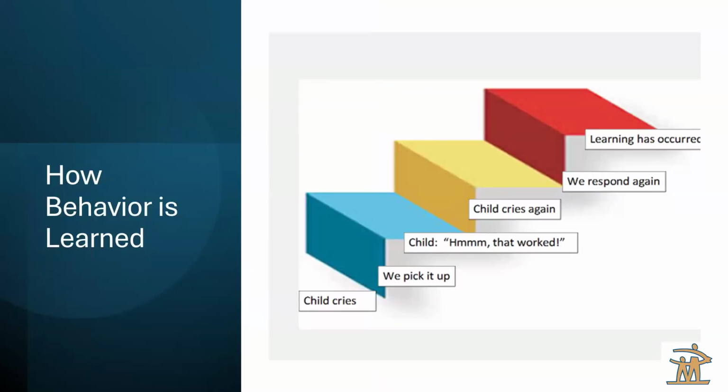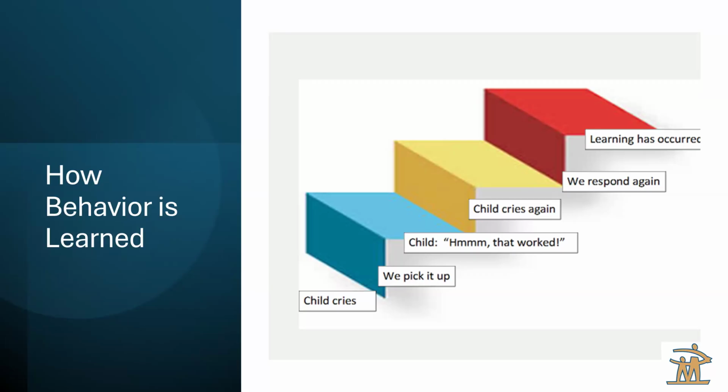So, how is behavior learned? You can really take a look at this little stair step graphic and see what happens. What happens when a baby cries? Well, typically we pick it up and think about that baby. Yep, that worked. I cried, I was hungry, and I got picked up and fed. Baby cries again. We respond again. Learning has occurred. And so when you look at those stair steps, you think about how that baby begins to develop trust and love for the person caring for them.